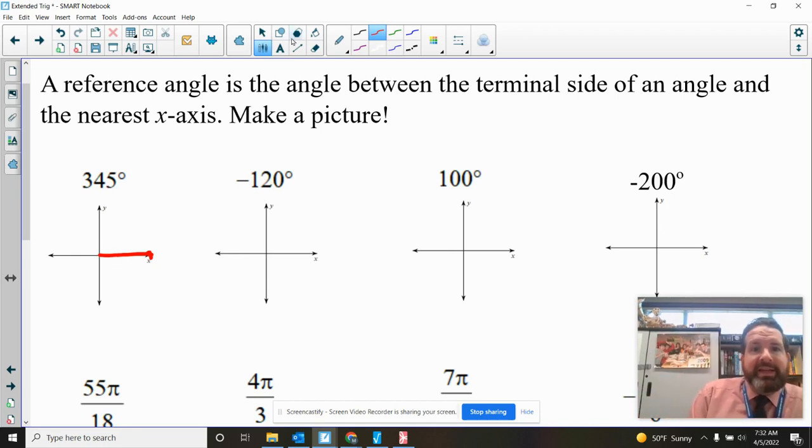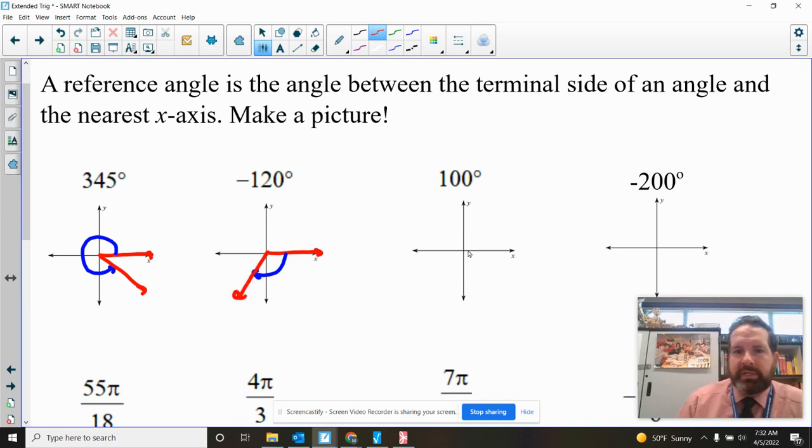So 345, that's almost a full 360, but not quite. So I'm leaving a little bit behind. So something like that. Negative 120. So that'd be a negative 90 plus about another negative 30. So somewhere right around here. Sketch that one in.